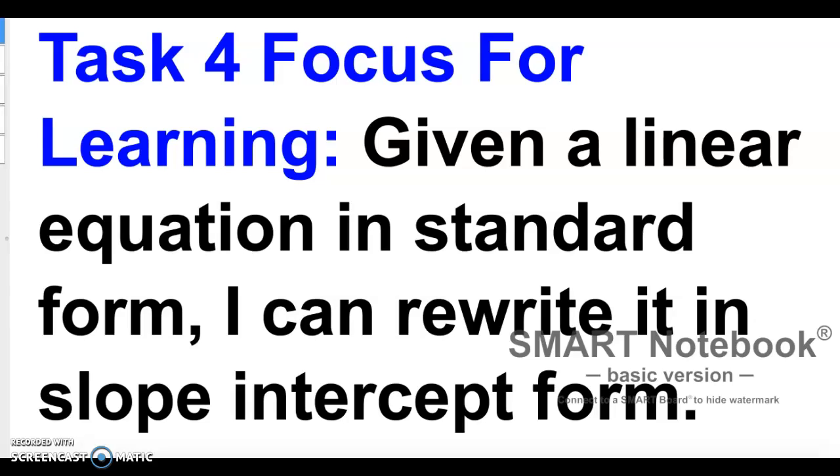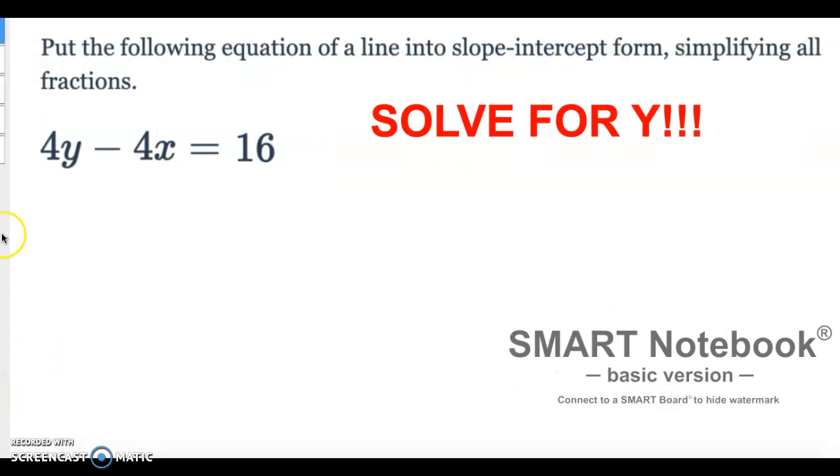All right, the final task. Given a linear equation in standard form, I can rewrite it in slope-intercept form. So here, 4y minus 4x equals 16. That is in standard form. To rewrite this equation in slope-intercept form, we're going to take the equation and solve it for y. So we want to get y on one side of the equal sign by itself. So to do that, first this minus 4x, we need to move it to the other side using an inverse operation. So the inverse of subtracting 4x is adding 4x. So we are going to add 4x to both sides of the equal sign.